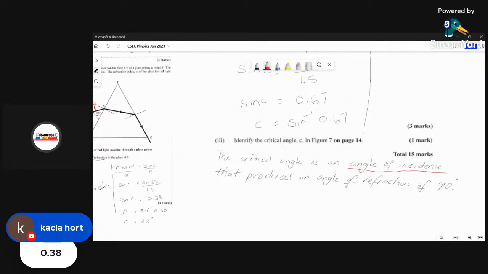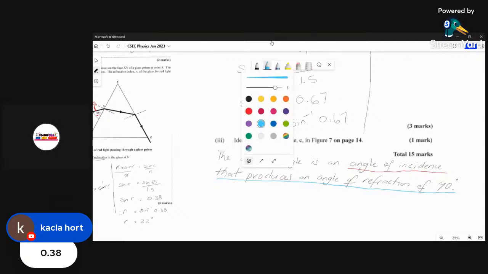What is special about this angle of incidence is that, let me use a different color now, it's going to produce an angle of refraction of 90 degrees. But the critical angle is an angle of incidence. Let's go over now to see if we can identify.